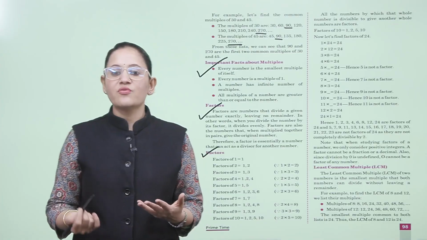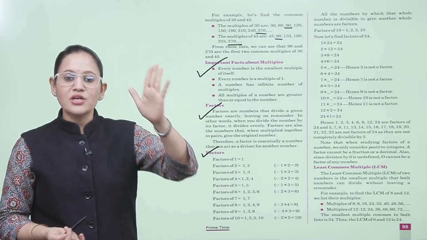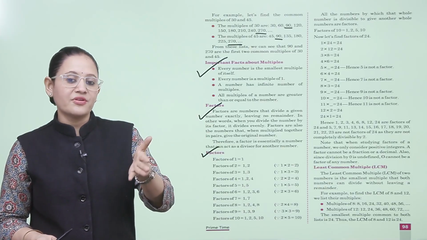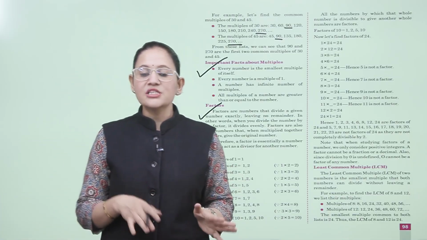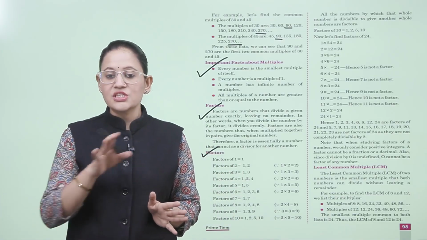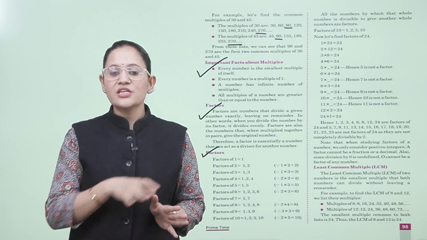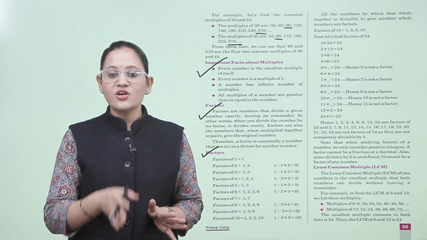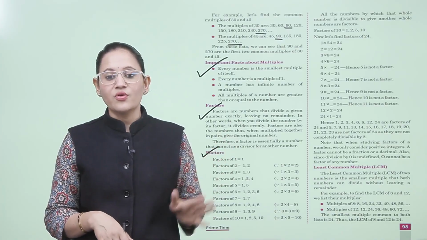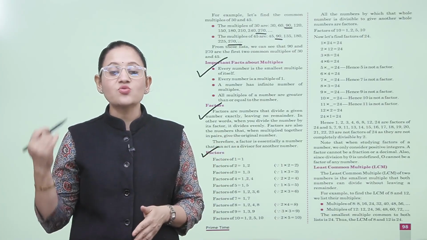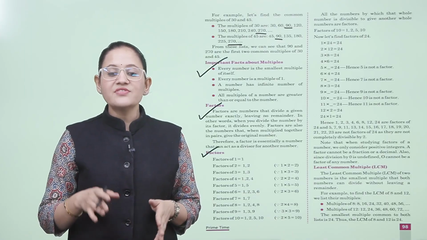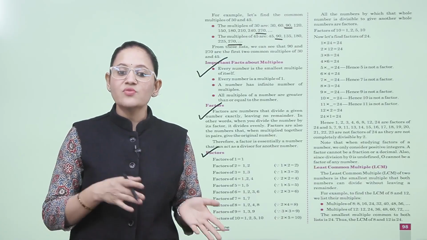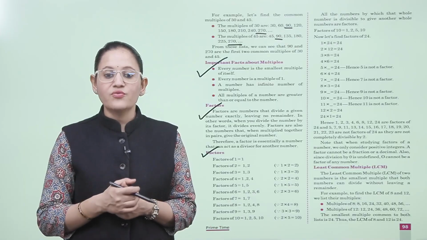Now let's find the factors of 24. 1 into 24 is 24, 2 into 12 is 24, 3 into 8 is 24, 4 into 6 is 24. 5 into what gives you 24? 24 is not in the 5 table, so 5 is not a factor of 24. 6 into 4 is 24. 7 is not a factor of 24. 8 is a factor of 24, 9 is not, 10 is not, 11 is not, 12 is a factor of 24, and then 24. So hence 1, 2, 3, 4, 6, 8, 12, 24 are the factors of 24. 5, 7, 9, 11, 13, 14, 15, 16, 17, 18, 19, 20, 21, 22, 23 are not factors of 24.